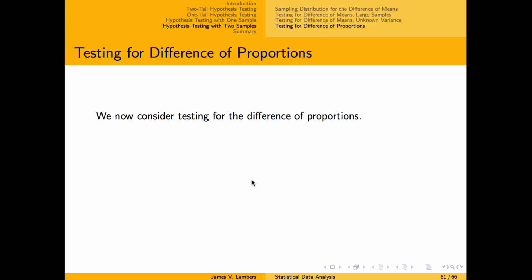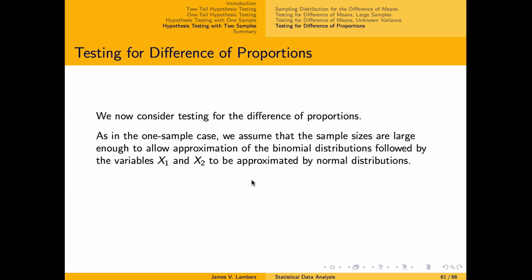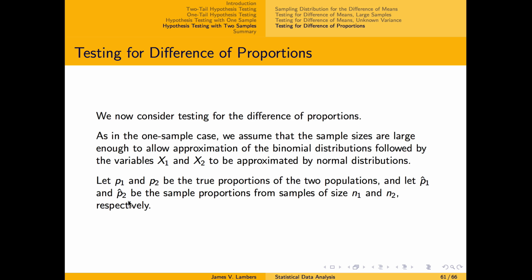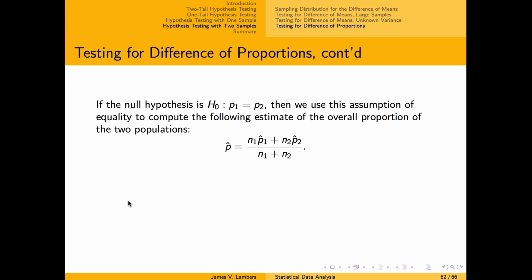Finally, we will learn how to test for a difference in proportions. We will continue to assume, as we have been for proportions, that the sample sizes are large enough to assume that the populations approximately follow normal distributions, which closely resemble the binomial distributions that they actually follow. We refer to the population proportions by P1 and P2, and use P1 hat and P2 hat to refer to the sample proportions. There are two cases to consider.